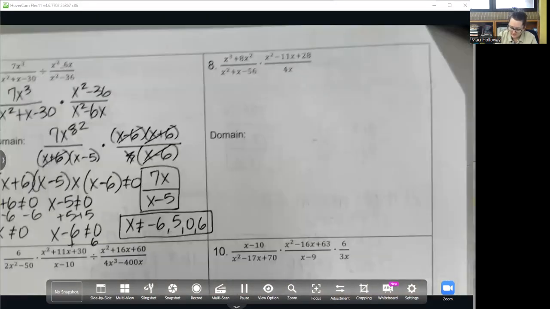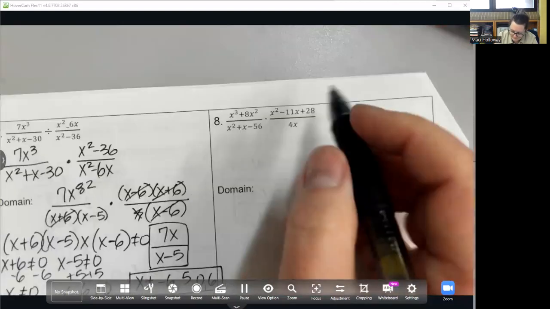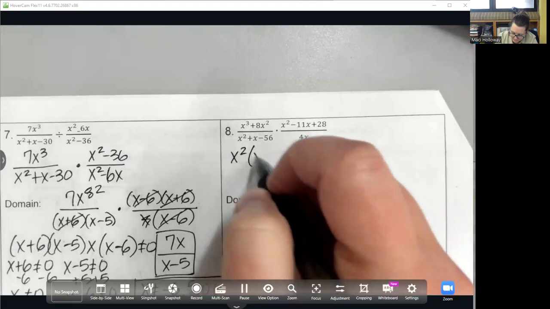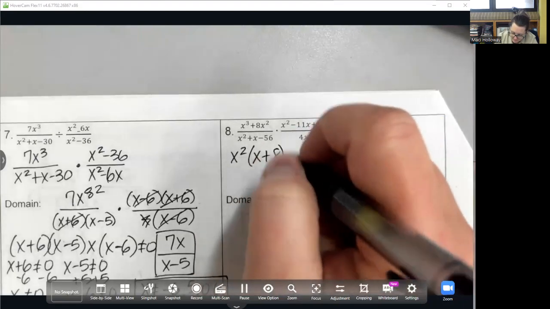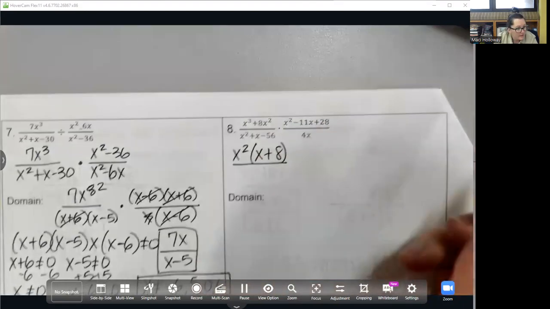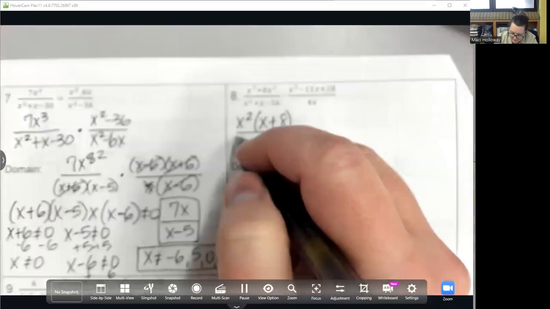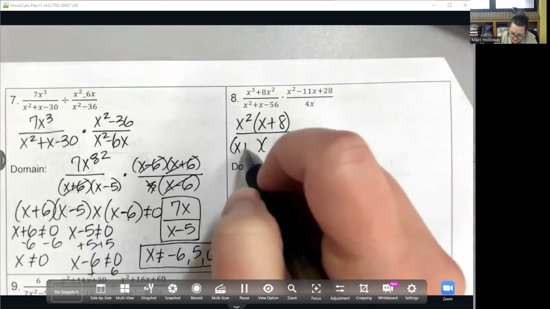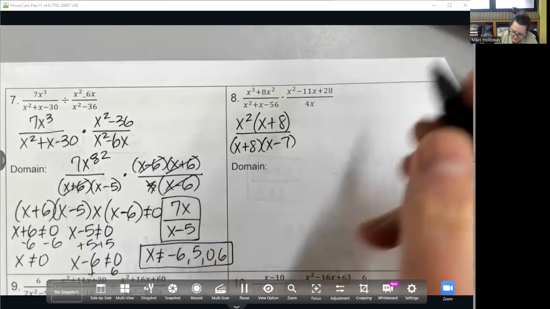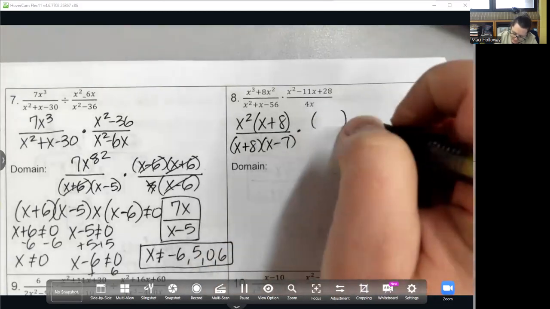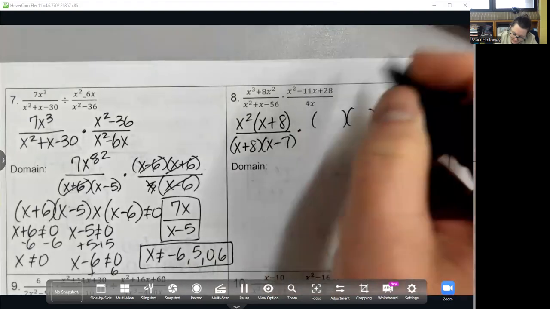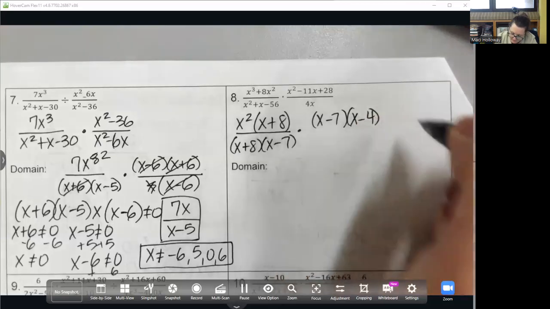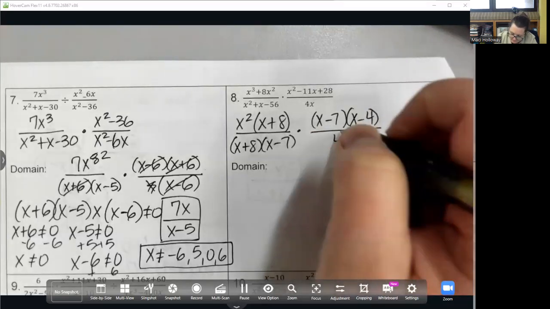All right, last one here. Let's factor. So we have x squared. We can pull out an x squared. That leaves us with x plus 8. The denominator, what multiplies to get -56 and adds to get 1, that's going to be +8, -7. Times, let's see, multiplies to get 28, adds to get 11. I think -11, I think that's -4 and -7. And then we have 4x down here.